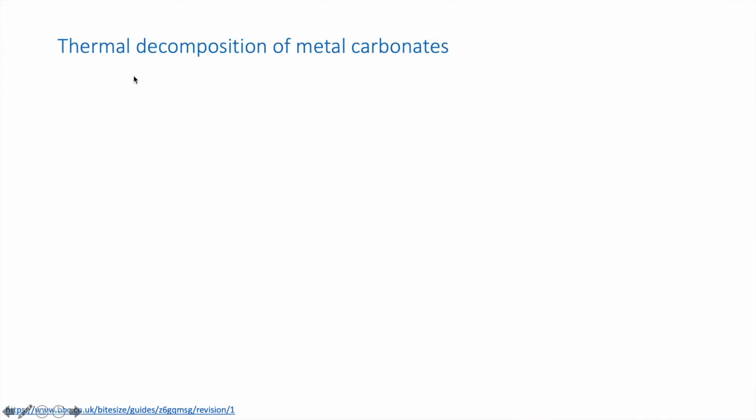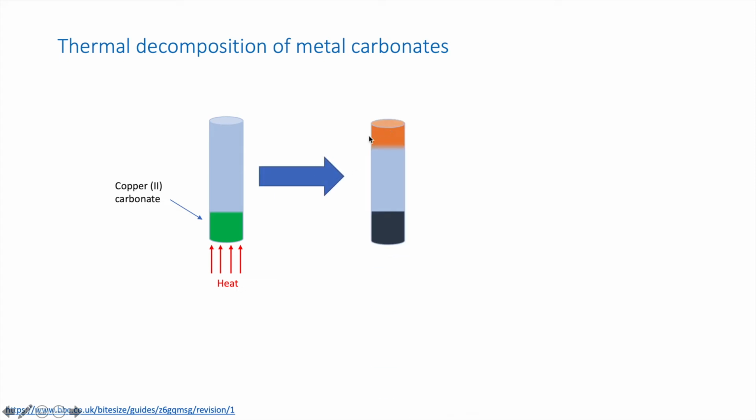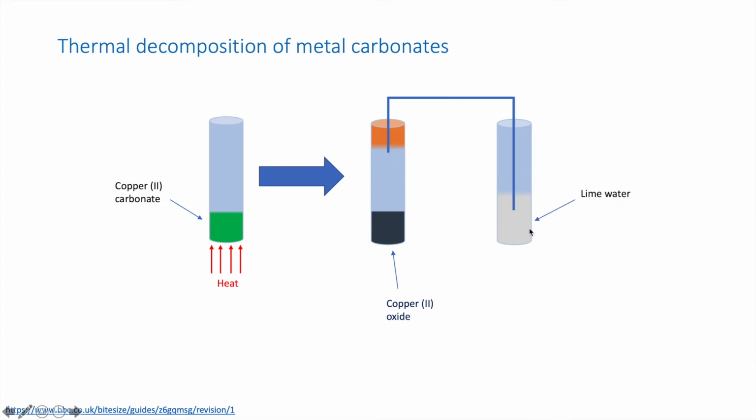Now we'll move on to the thermal decomposition of metal carbonates. Now if we start with a solution of copper 2 carbonate, this would be heated, and then a rubber bung would be placed on top, and this solution would turn to copper 2 oxide, and then we get another test tube and we'd attach it with a glass tube, and this would be lime water.